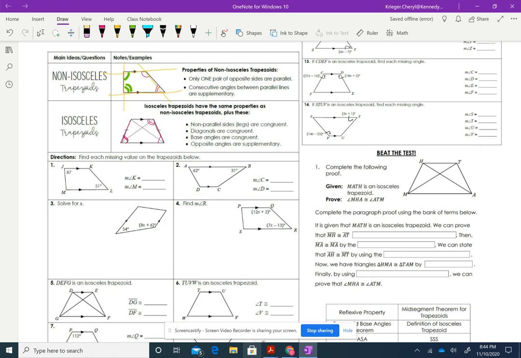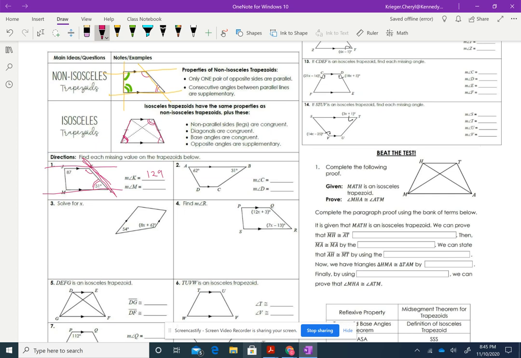Okay, so number 1, find each missing value on the trapezoid. Okay, so same thing. Parallel lines cut by a transversal. How are we going to find angle K? Right, so we know that this one's 51 and K is consecutive interior. So we're going to do 180 minus 51 to get angle K is 129.